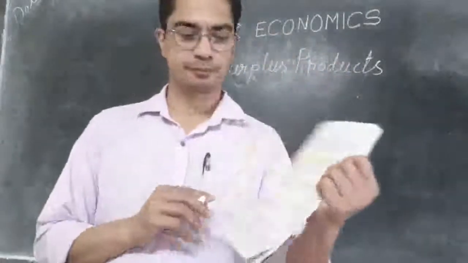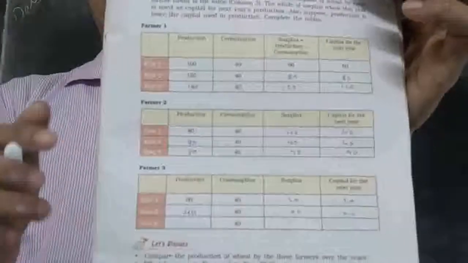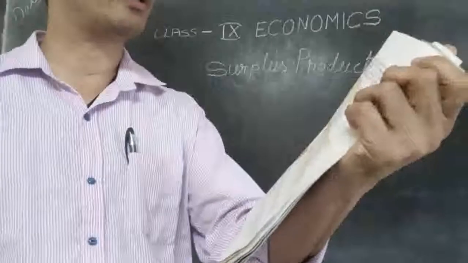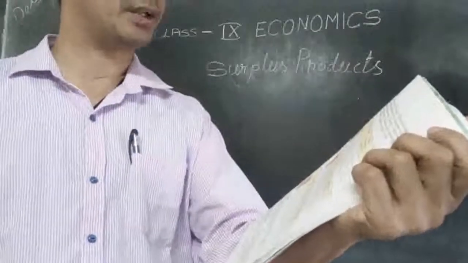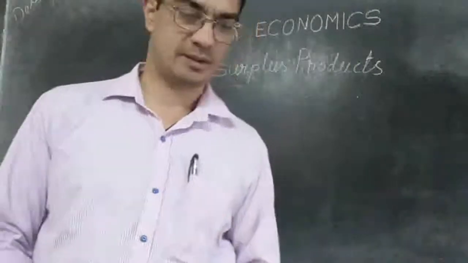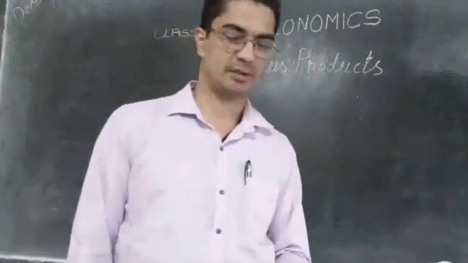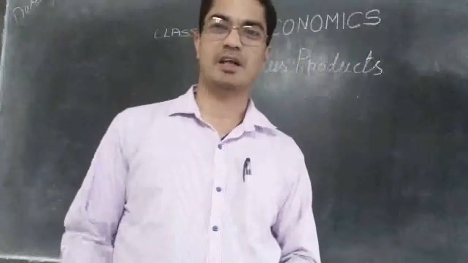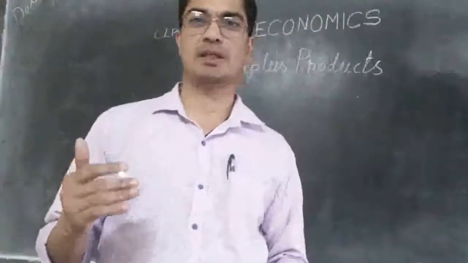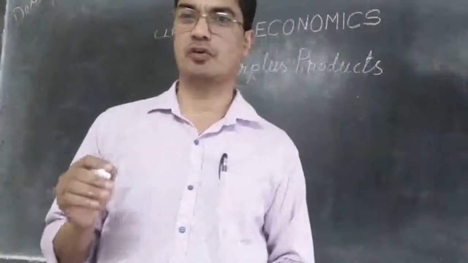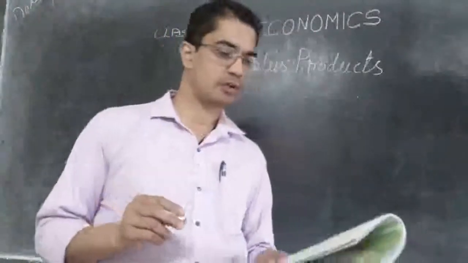And on page number 11, you can see a chart is given there. What is it about? It is about farmers. Three farmers, and they cultivate for 3 years, and at the end of the third year, what is the financial situation of the farmer? Let us see.